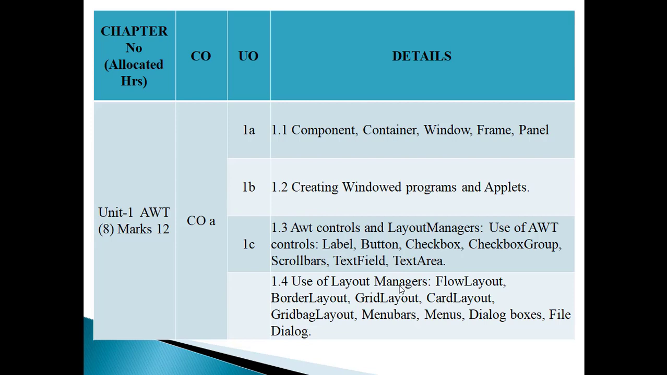Next point is the menu bars. Each and every window has menu bars. So we are going to study these menu bars, menus, dialog boxes, file dialog, etc. Dialog boxes are nothing but small windows which give some information to do some task or not. When we click on open file or file menu, at that time one window will be opened, that is called the file dialog. These points we are going to study in unit 1, AWT, Introduction to Advanced Abstract Windows Toolkit.